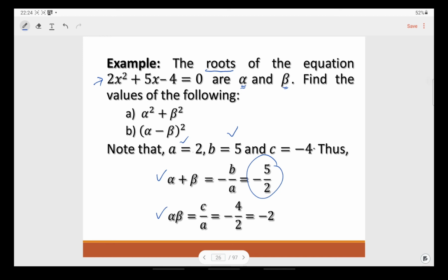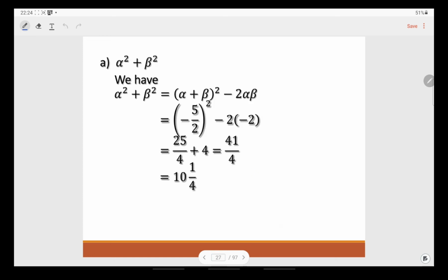The same goes with the product of roots. We have alpha times beta equal to c over a. So we have our c equal to negative 4, our a equal to 2. So we come out with this value as the product of roots. Now we have the sum of roots, and we also have the product of roots. Okay, how to use these two values? We start with the first one. The task is to find the value for this one.